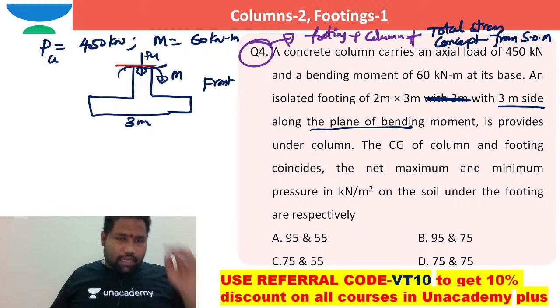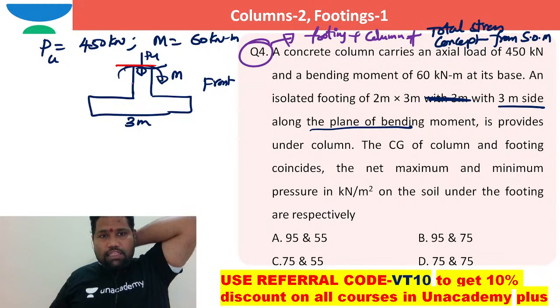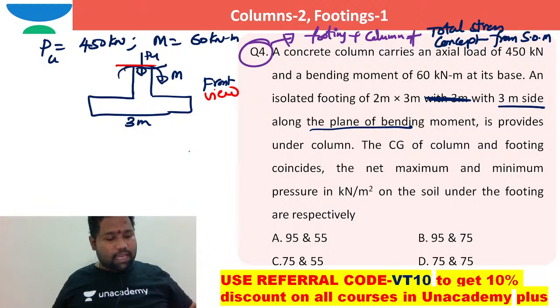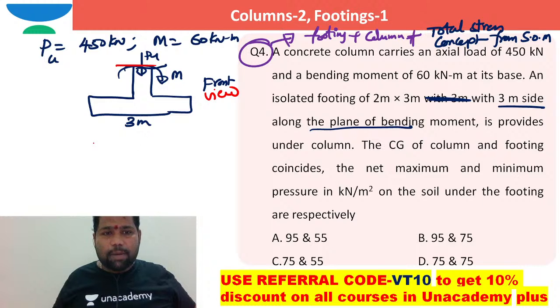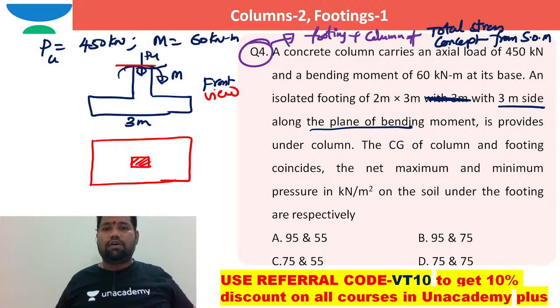Now everybody will also ask us, sir, this is PU, this is M. This bending moment is acting along the plane of this 3 meter side. This is in front view. How can I show the same thing in plan? I just want to show in plan. One dimension is 2 meter, another dimension is 3 meter. This is how the sketch is, and there is a column here.